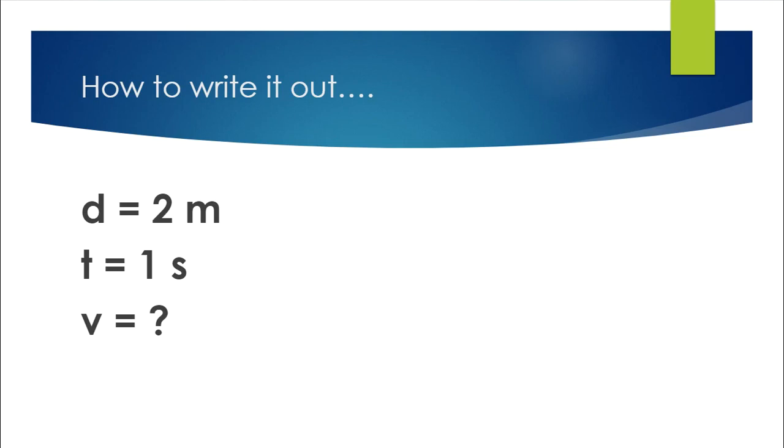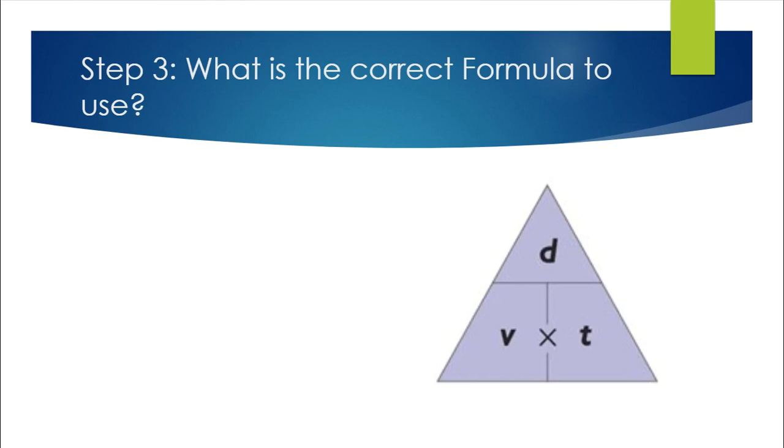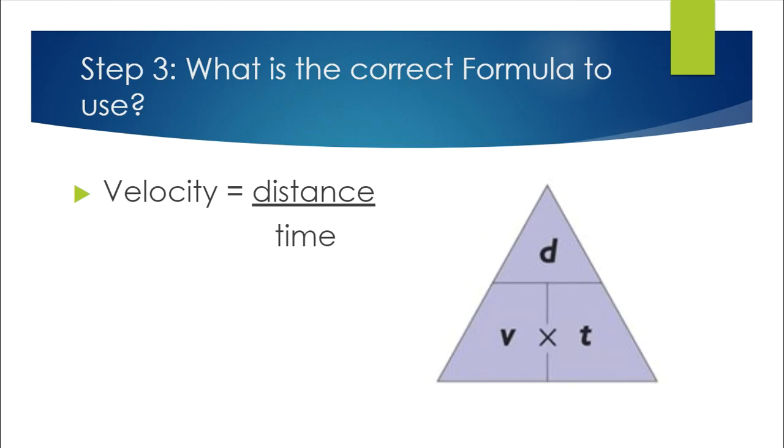Okay, and so next we need to write the correct formula or find out what it is. If we're trying to find velocity, you put your finger over the v, and it is d over t. And so our equation that we're going to use is velocity is equal to distance over time, or v is equal to d over t.